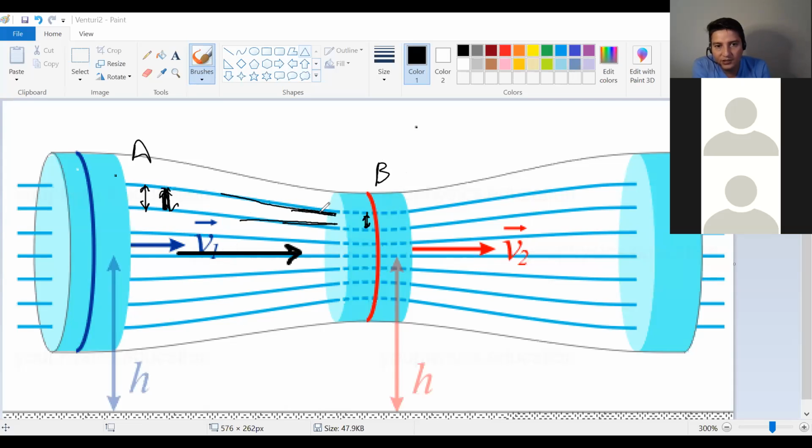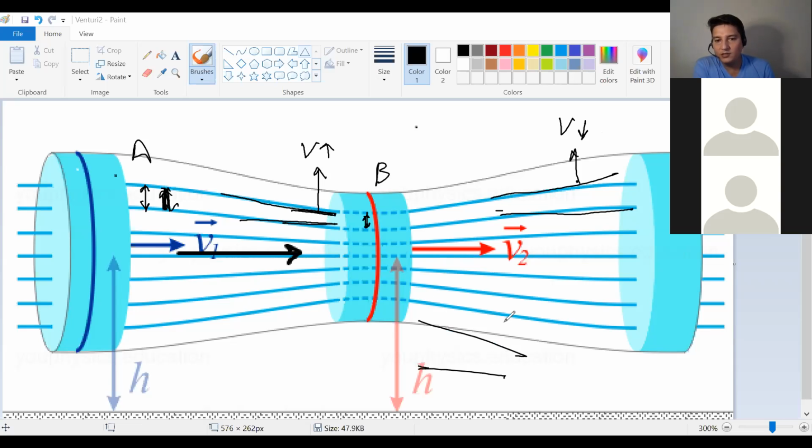When the lines are converging, velocity increases. And when the lines are diverging, going away from each other, the velocity is decreasing. So in DGCA, they will ask you this question. Converging lines mean velocity increasing. Diverging lines mean velocity decreasing. So keep this in mind, very, very important.